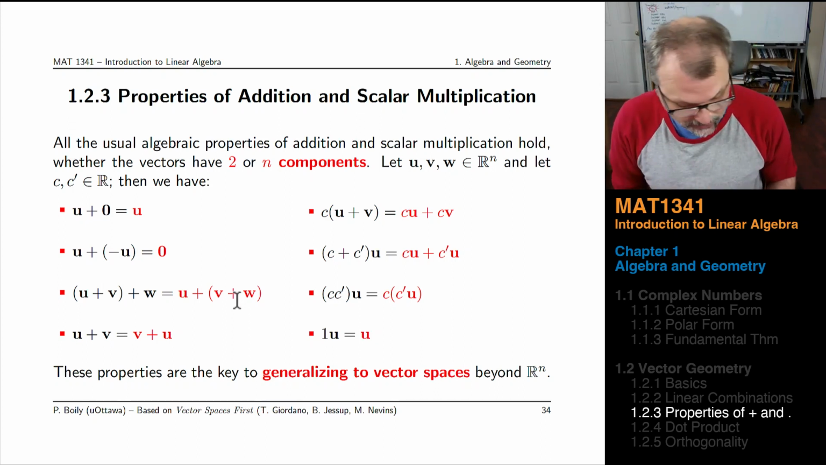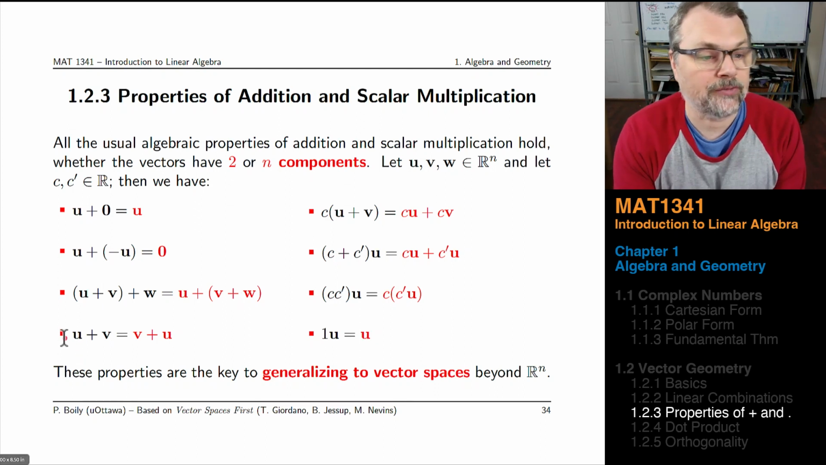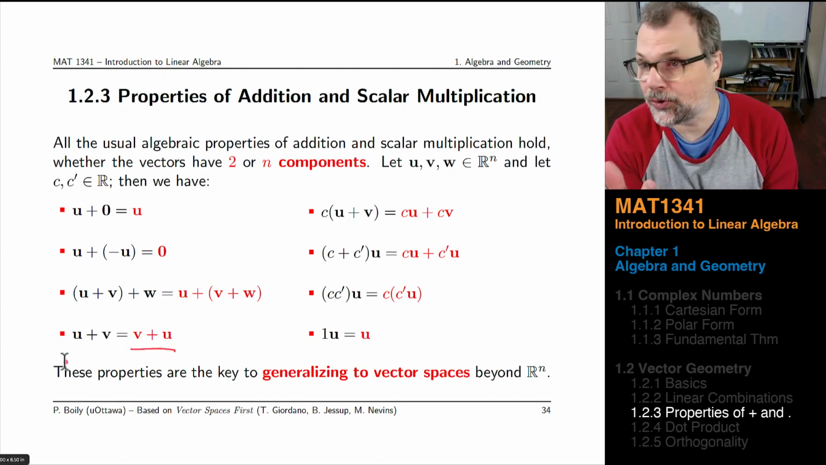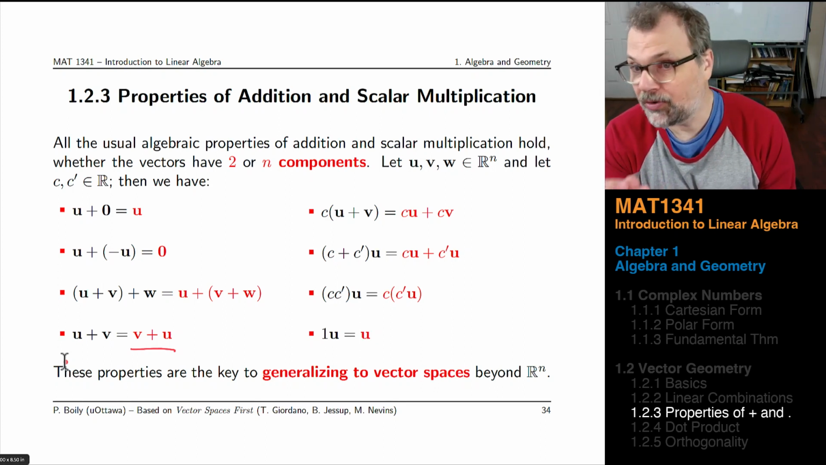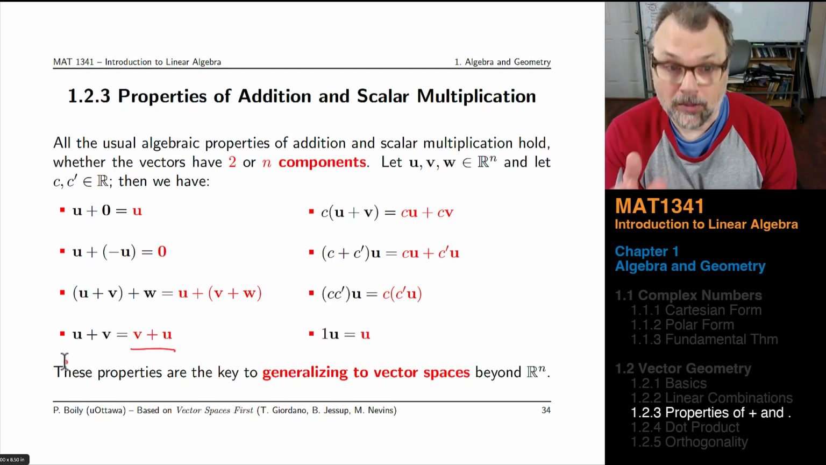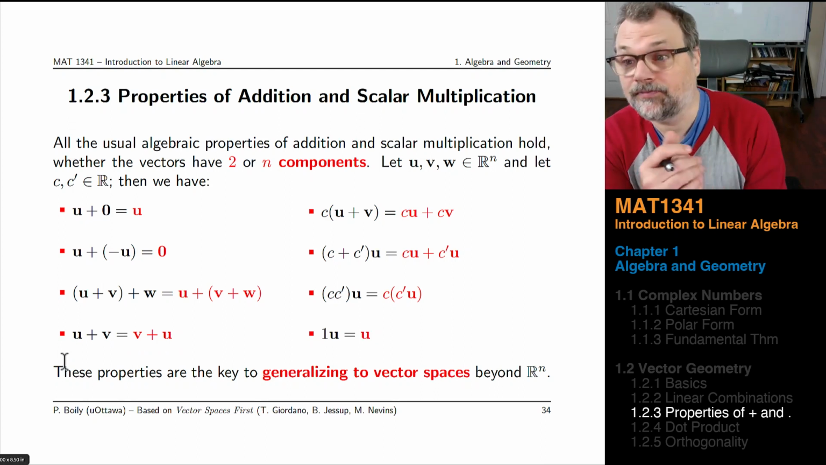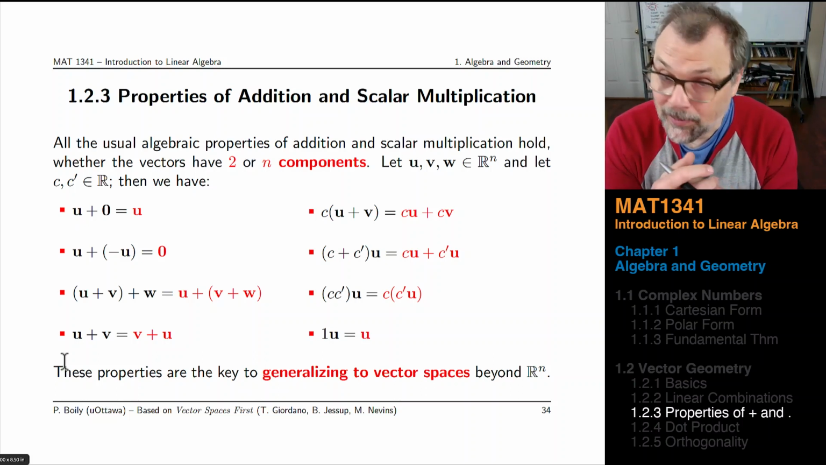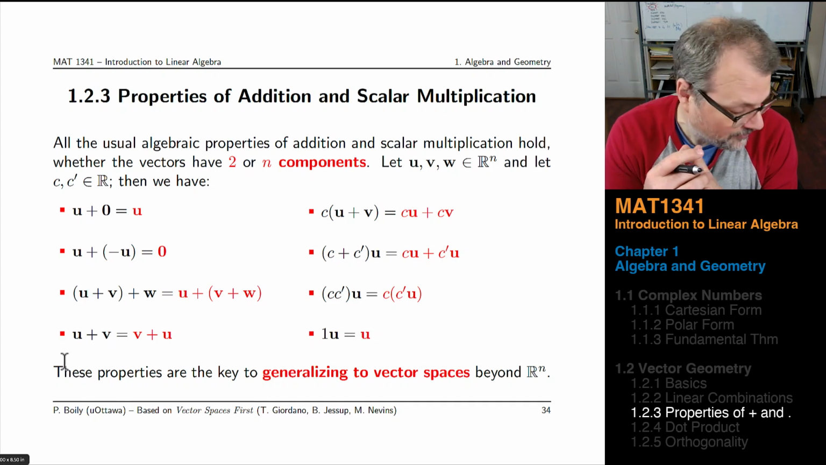Another property of vector addition is that it is commutative. u plus v is the same thing as v plus u. You can reverse the order of addition without changing the outcome. That's a property that geometrical vectors have. It's a property that complex numbers have, real numbers have. It's a property that we like in general. But it's not guaranteed that an operation satisfies it.